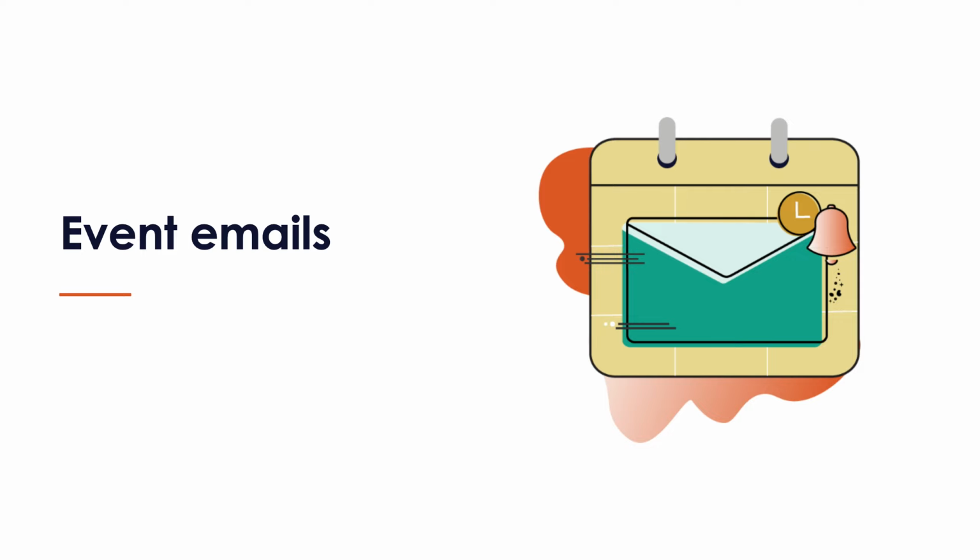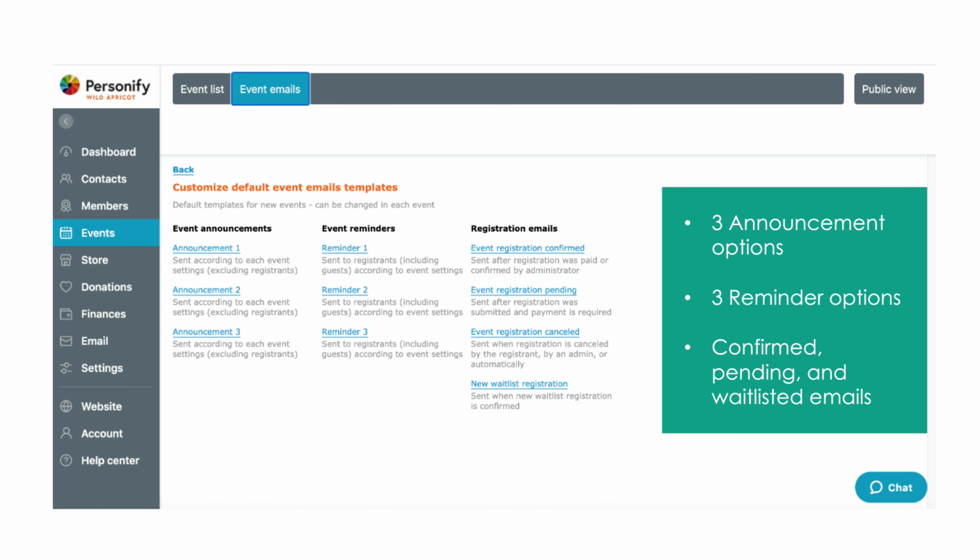But on a lighter note, there are plenty of places in Wild Apricot where you can also set the automatic event emails, and I'm going to show you those now as well. Generally, for each event, you have 3 reminder options and 3 announcement options that you can customize in advance. And like with membership emails, these can either be set as defaults for all of your events or for any particular event that you are running.